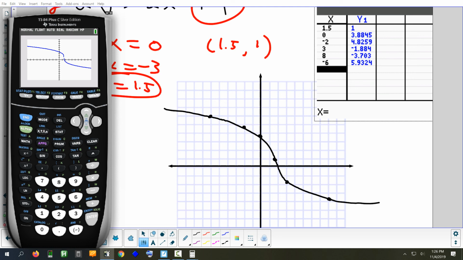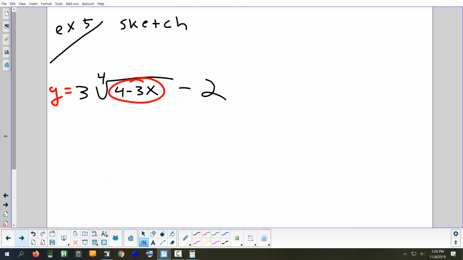Okay, so any questions on that? That's basically what we're looking for. Now, I'm not going to go through all of this one, but if I did, would it have a start point or a center point? Start point. And to find it, let's just do this real quick. You would get 4/3, or about 1.3. What would the y value be?